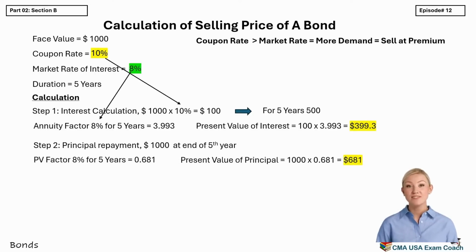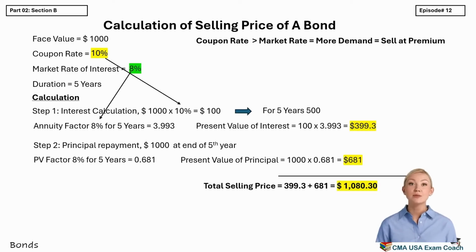Now we add both present values together to find the selling price. The present value of the interest is $399.30. The present value of the principal is $681. When we add them together, we get $1,080.30. This is the selling price of the bond. Now let's interpret what this means.